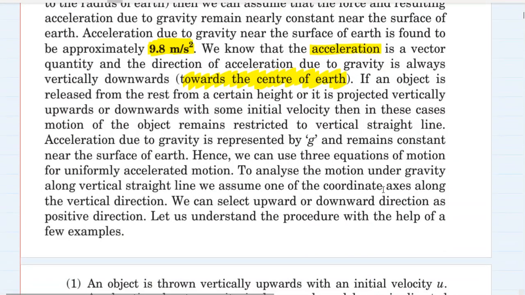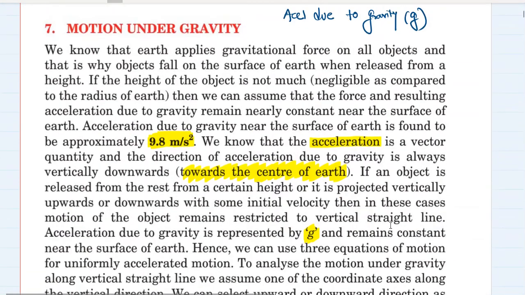If an object is released from rest from certain height, or it is projected vertically upwards or downwards with some initial velocity, then in these cases motion of the object remains restricted to vertical straight line, and acceleration due to gravity is represented by g and remains constant near the surface of earth. Hence we can use the three equations of motion for uniformly accelerated motion and convert it for studying the motion under gravity, either free fall or you can say vertical throw.